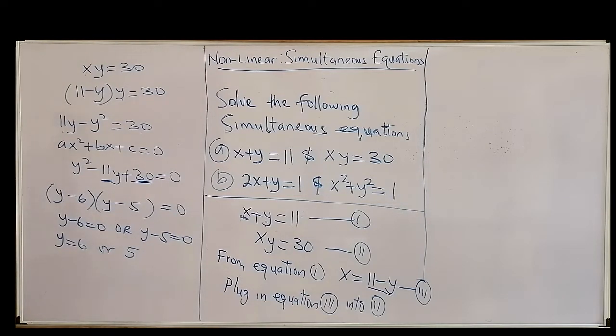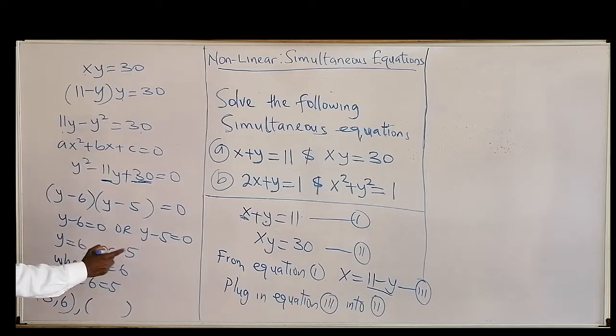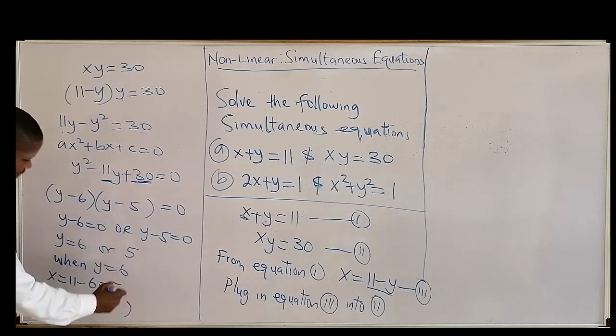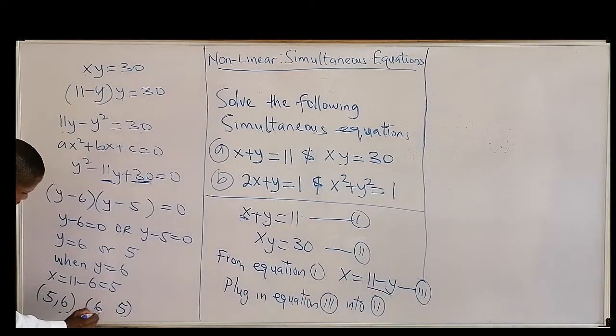With that, we go back to equation 3. When y is 6, let's get the x value. x will be equal to 11 minus 6, and that's 5. So my coordinate in xy coordinates will be 5, 6. Then the second one, when y is 5, that's 11 minus 5, and that's 6. So that's the answer for this question. Let's go to the next question.